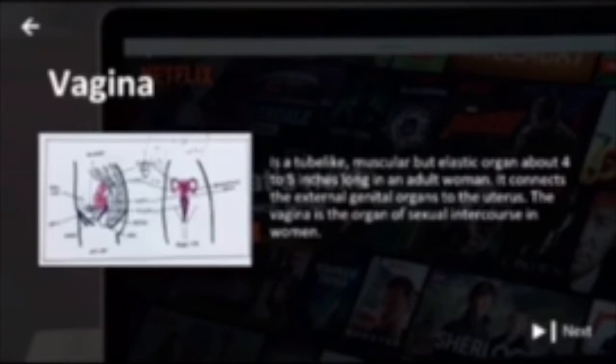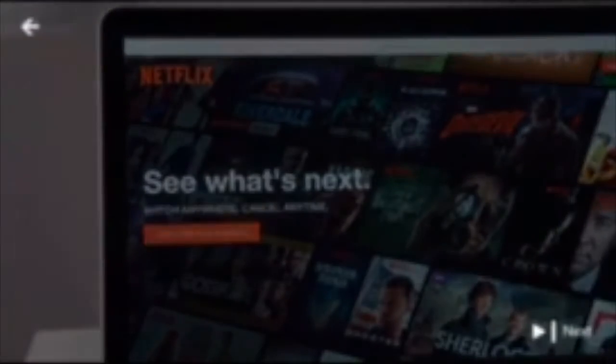So we have here the vagina, as you can see in the picture. It's a tube-like muscular but elastic organ, about 2 to 5 inches long in an adult woman. It connects the external genital organs to the uterus. The vagina is the organ of sexual intercourse in women.